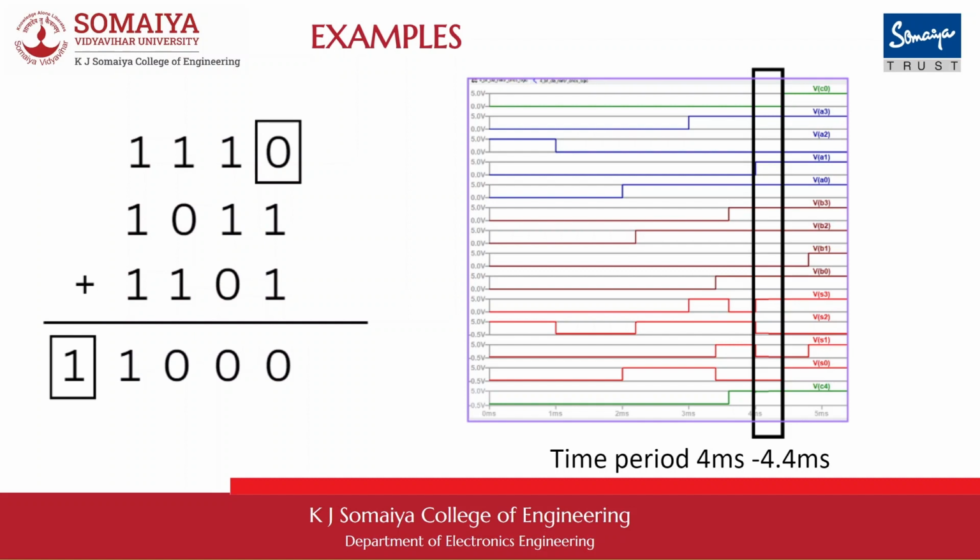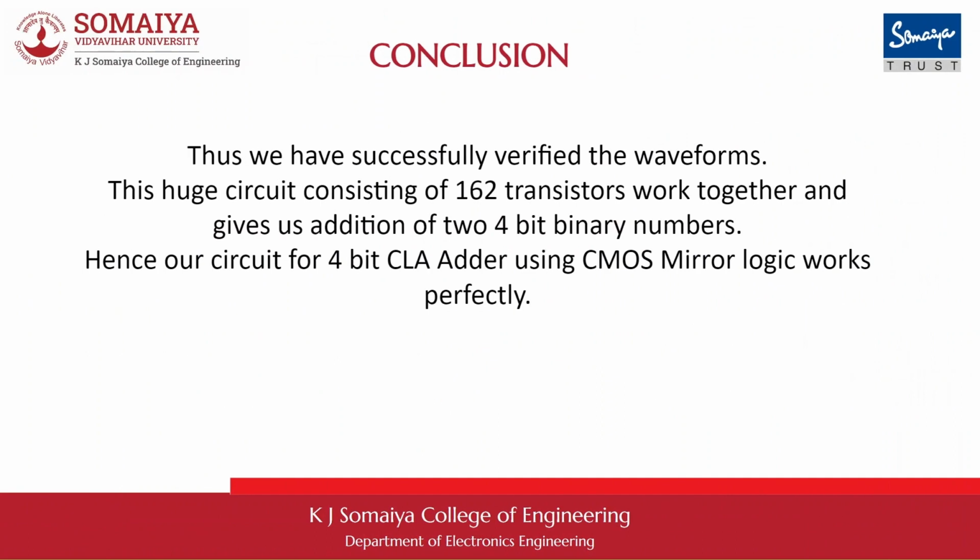Now seeing the next example, where the time period is between 4 to 4.4 milliseconds, our A3, A2, A1 and A0 terms are 1011, and our B3, B2, B1 and B0 terms are 1101. Here our sum terms S3, S2, S1 and S0 are 1000. Our C0 term is 0 and our C4 term is 1, which we can clearly see. So thus we have verified the circuit as well as the waveforms.